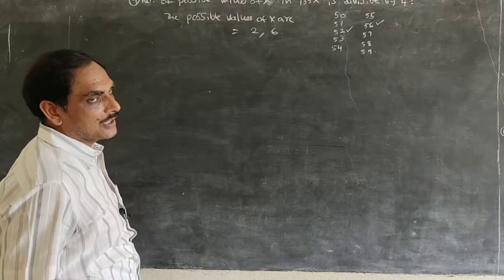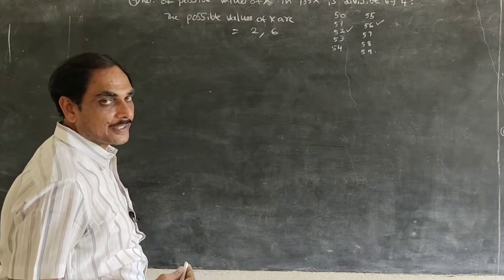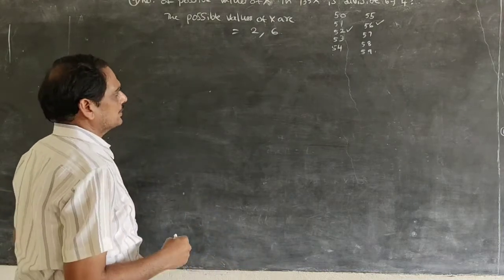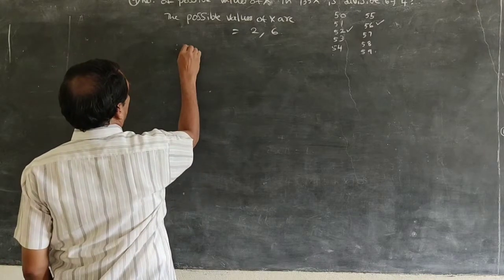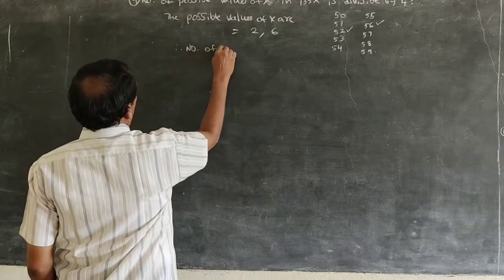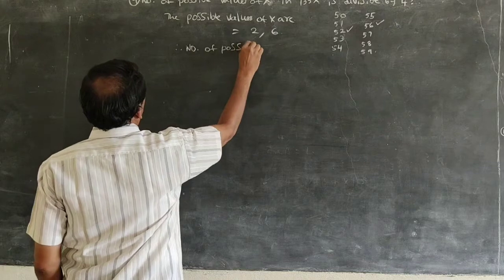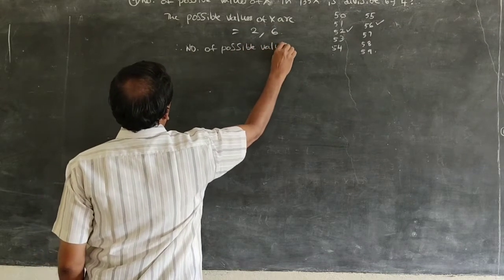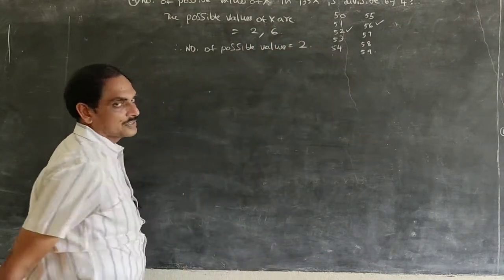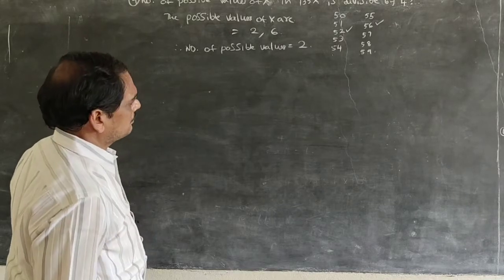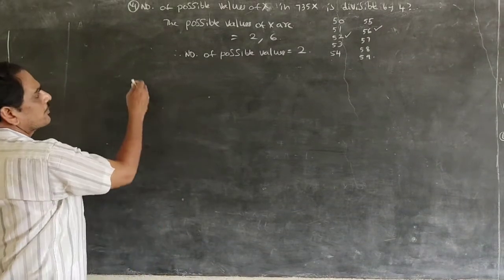How many possible values are there? There are 2 possible values. Those are 2 and 6. Therefore, number of possible values equal to 2. This is the fourth problem. Next we go to the fifth problem.